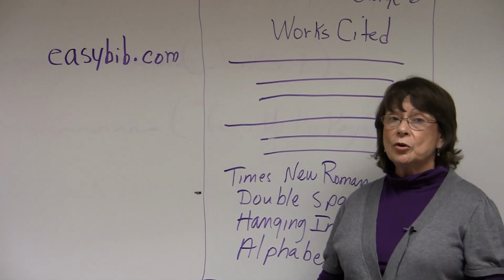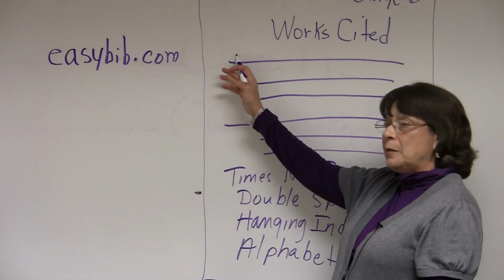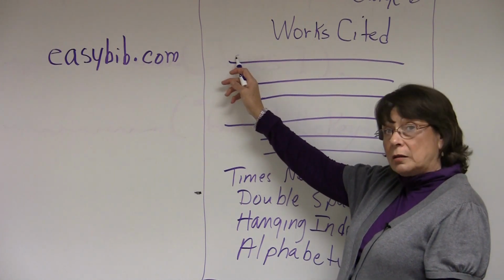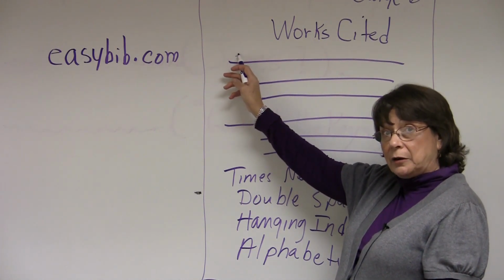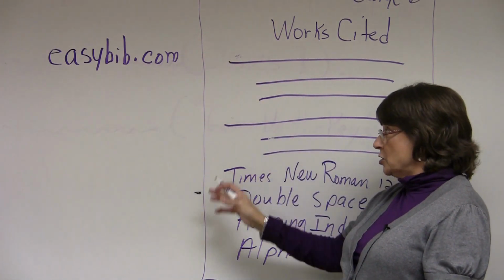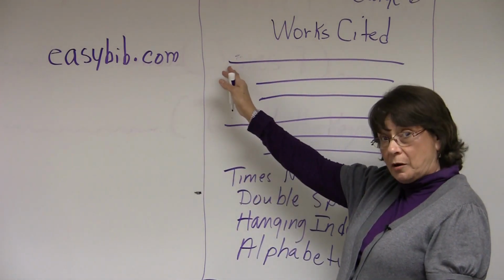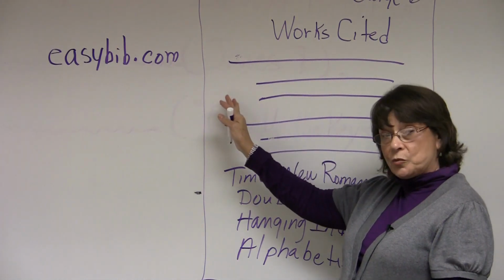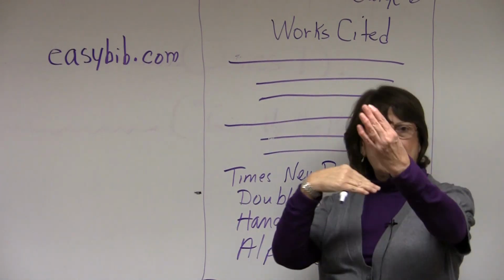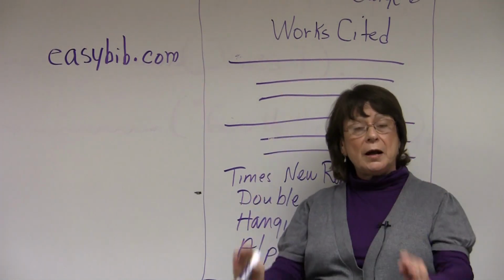One other thing, you need to alphabetize the entries. If you're putting this in correctly, the first word that's going to be out here is the author's last name. If there's no author, the first word that's going to be out here is the first word of the title. So every beginning source is going to start with either the author's last name or the first word of the title of the article. And you're just going to alphabetize it. All together, you don't separate them, you just go by alphabetical order.